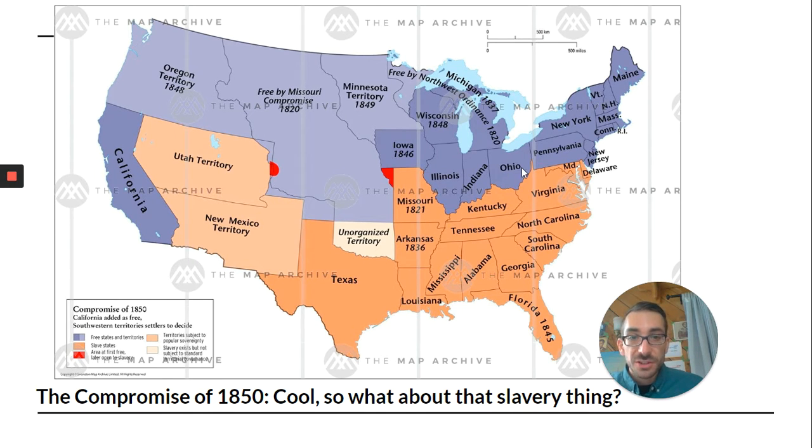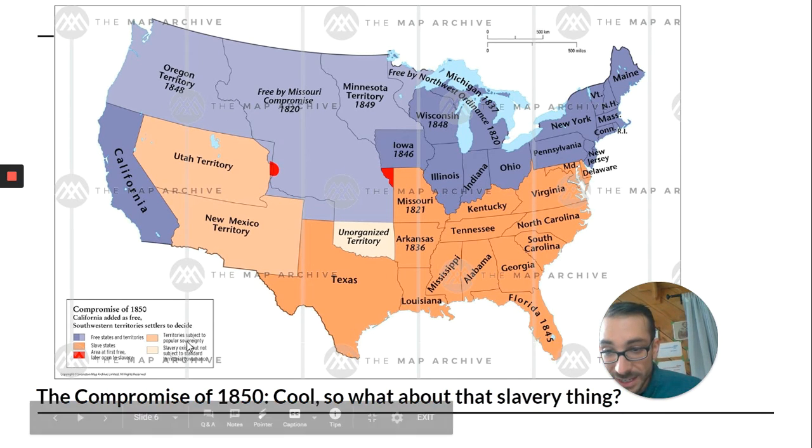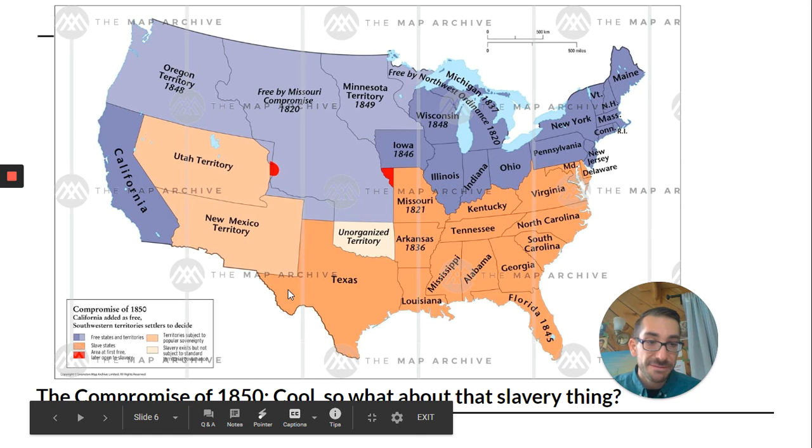So just take a look at this map. Notice that this orangey color is down here. This is slave states at the south, and this purpley bluish color is the free states. Note that it says free by Missouri Compromise of 1820, so they were still trying to follow that. But then, if you look at Utah Territory and New Mexico Territory, they're a different shade, which means something's going on. The key says territory subject to popular sovereignty.